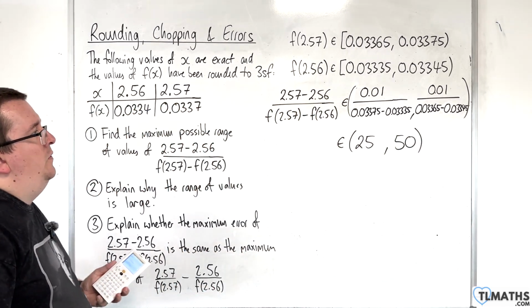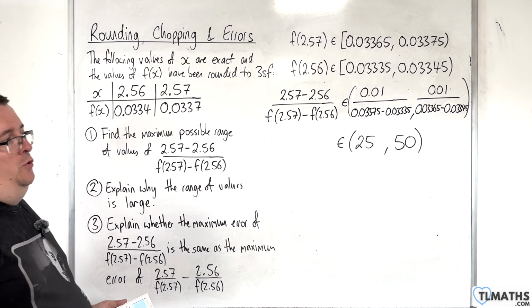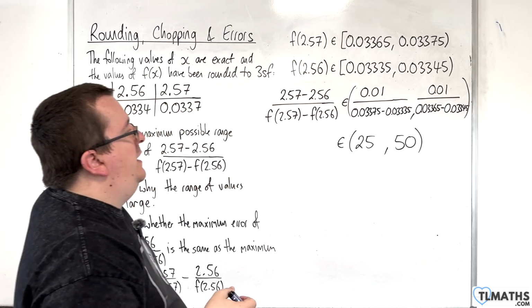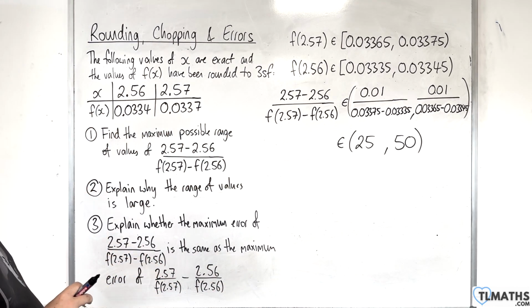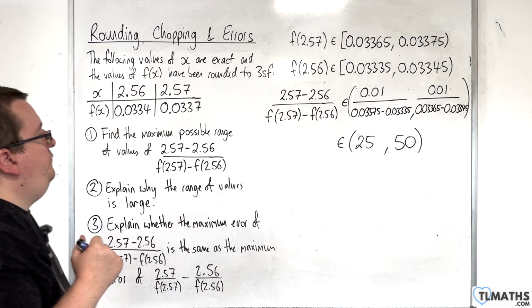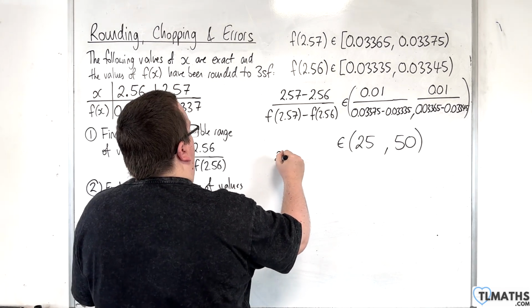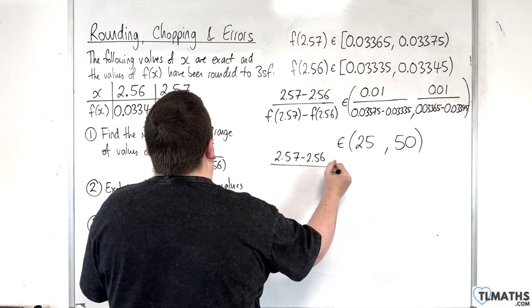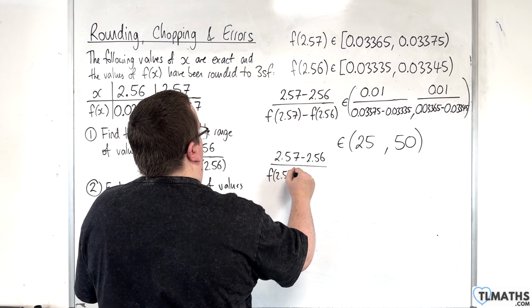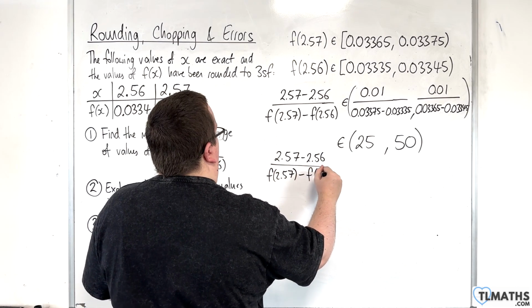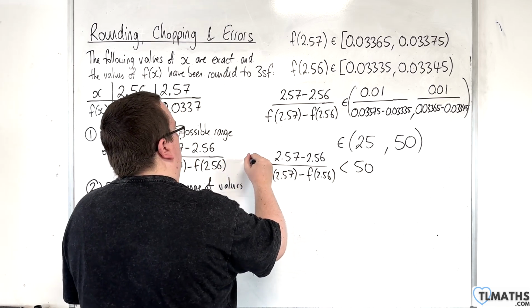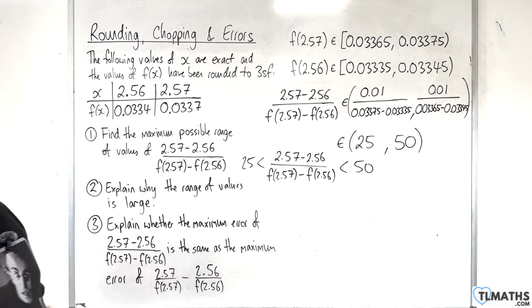Okay, so the gap between the two values is actually 25. So from 25 up to 50, neither of which are included. So what you could write, if you wanted to write it as an inequality, would be 2.57 take away 2.56 over f(2.57) take away f(2.56). I should have written it a bit more in the middle. That's the 50, that's the 25. So it's between those two values.